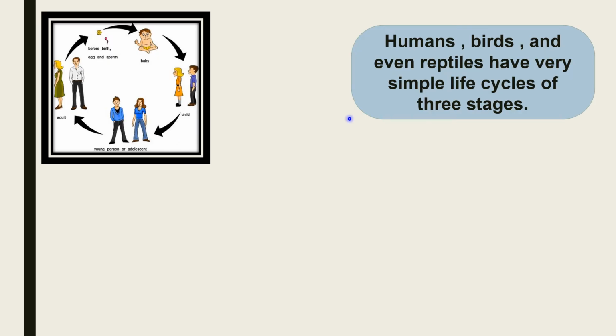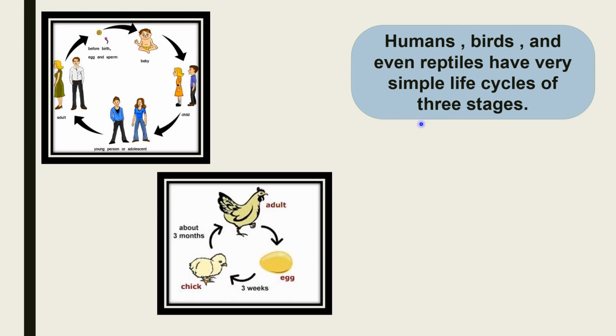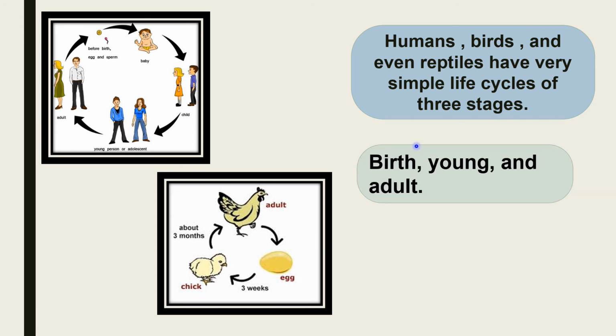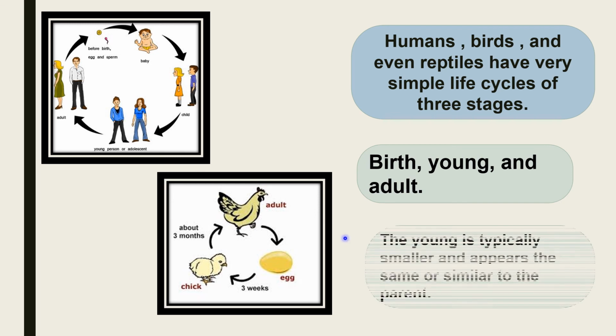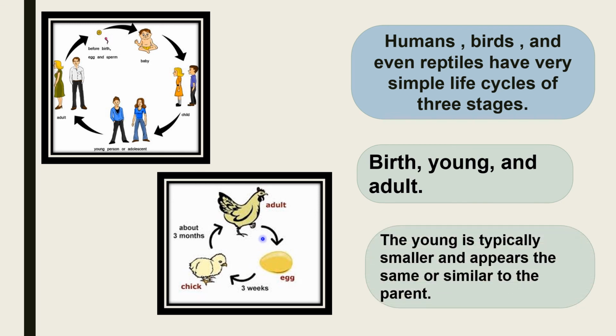So humans, birds and reptiles have a very simple life cycle of three stages. As you may see in the picture, they have only a simple life cycle of three stages. This is an example of the life cycle of human and life cycle of chicken. In those three stages: birth, young, and adult. So they are considered as incomplete metamorphosis. And also, the young is typically smaller and appears the same or similar to the parent. As you see, the chick is similar to the adult, and as we humans are similar to our adults.